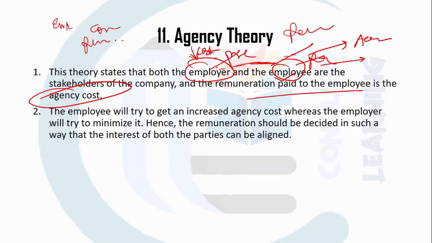So agency theory says that employee and employer are the stakeholders, and the remuneration is paid to the employee as an agency cost. So if you want to maintain a good relationship, the remuneration should be paid in such a way that the interest of both the parties is satisfied or aligned.